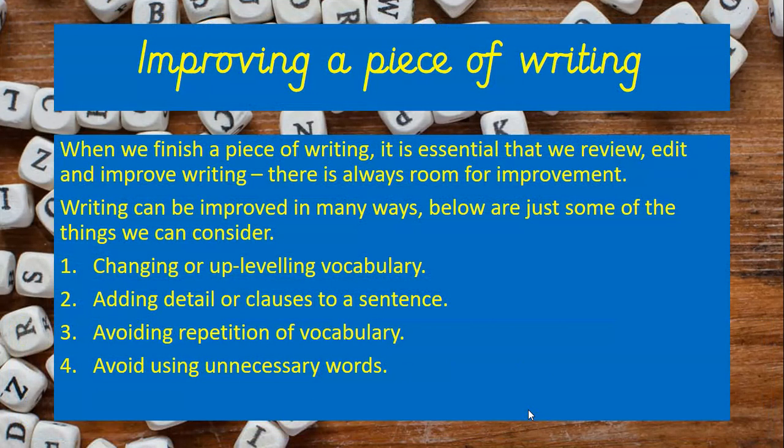When we finish a piece of writing, it's really important we go back, review, edit, and improve our writing. There's always room for improvement. Below, I've listed some of the things we could do to improve our writing. So number 1, we could change or up-level vocabulary. Number 2, we could add detail or clauses to a sentence. 3, we could avoid repetition of vocabulary. And number 4, avoid using unnecessary words.